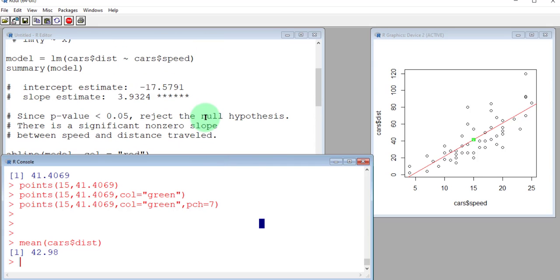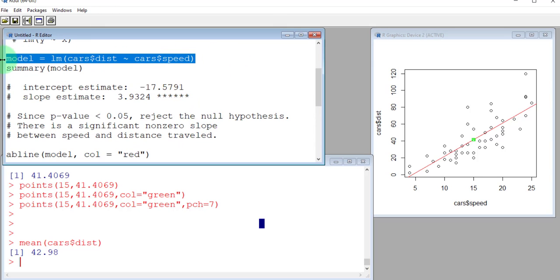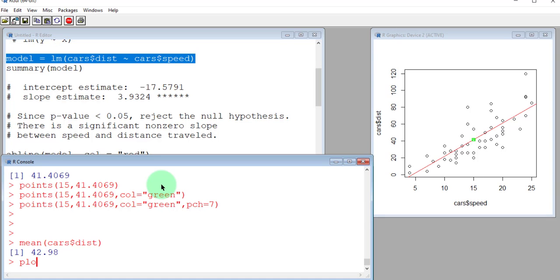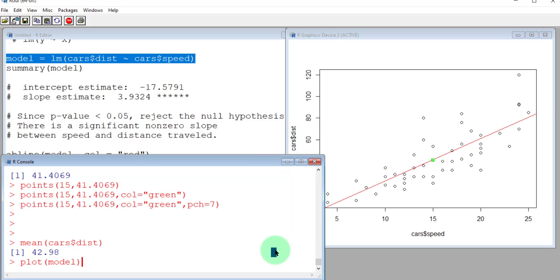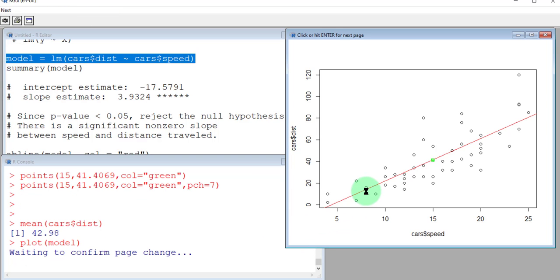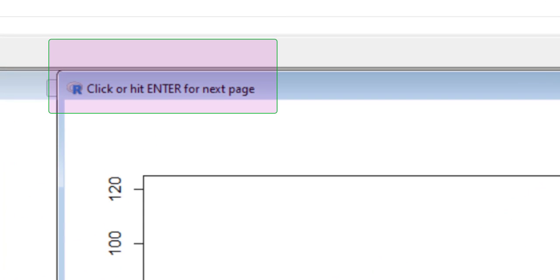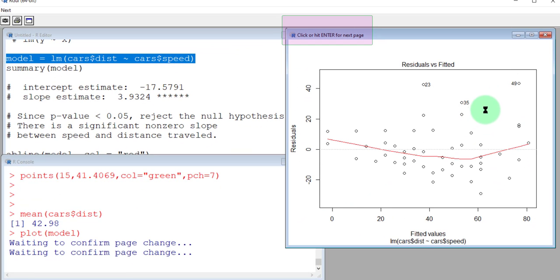So you might remember that way up here, when we did the linear model, we called it model. I can actually plot some results from the model output. Now, I have to do this kind of cautiously because notice what R is going to do. It's actually waiting for you to click on the graph because it's created 4 images. So here's our first image. It's got the residuals against our fitted values.